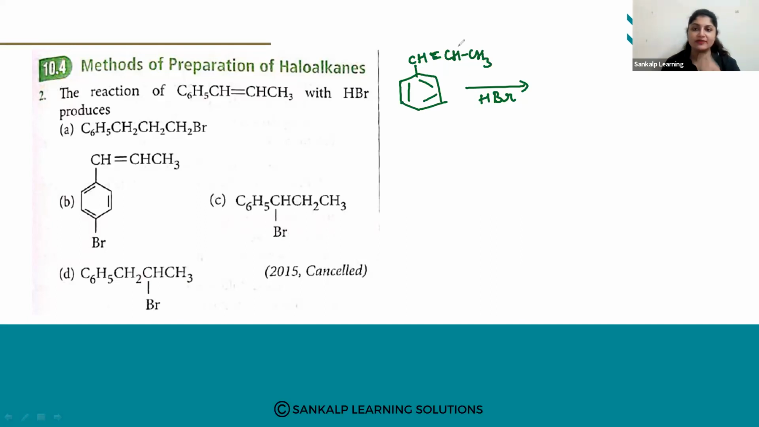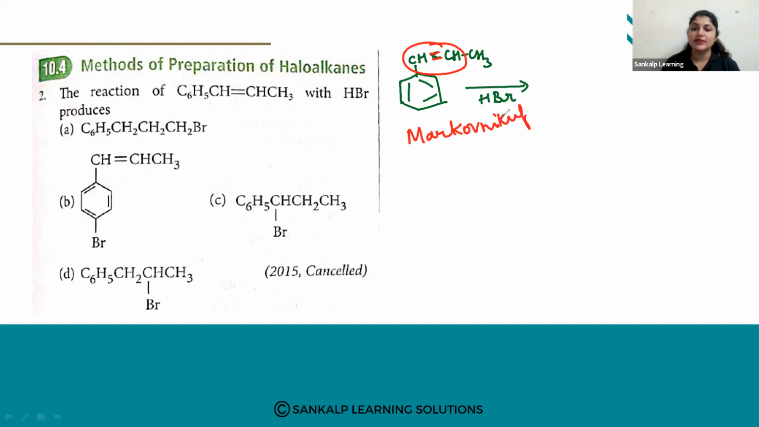So here, across the double bond, both the carbon atoms have the same number of hydrogen atoms, right? So Markovnikov's rule does not apply over here. Next, on what principle might it be based? Here it is based on the carbocation formation, if we proceed via Markovnikov's rule.